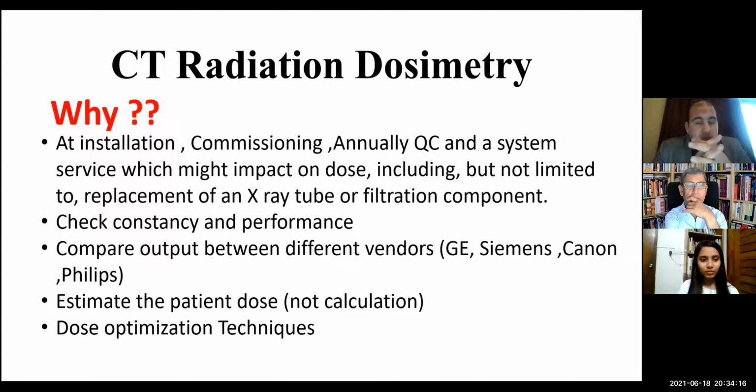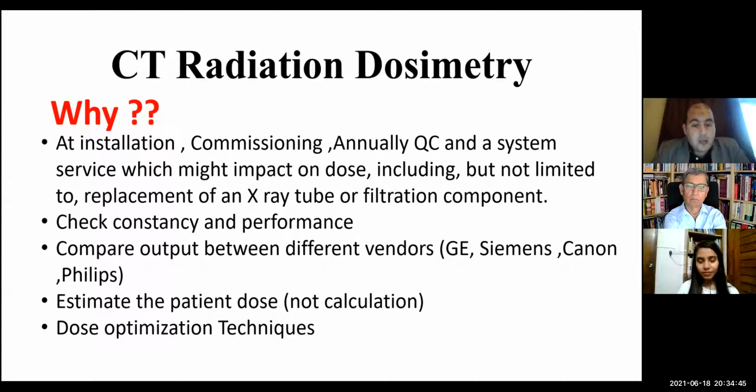So CT radiation dosimetry is very important to check the output of your X-ray or of your CT machine. And also in annual quality control, you will use CT radiation dosimetry to check consistency and the performance of the machine. If your machine is still stable, it still gives you the same output, which will still give the patient the same dose. It's important to check this periodically.